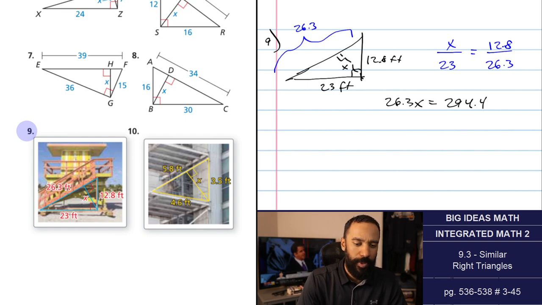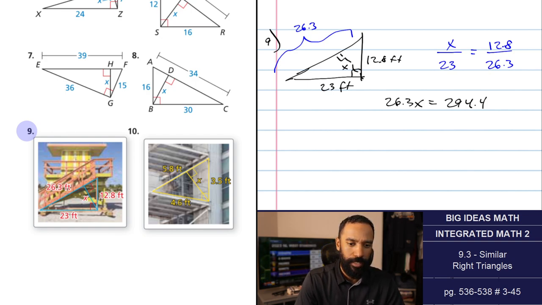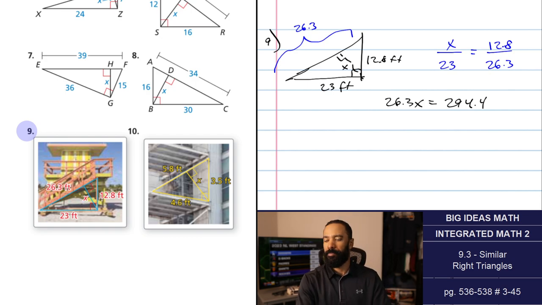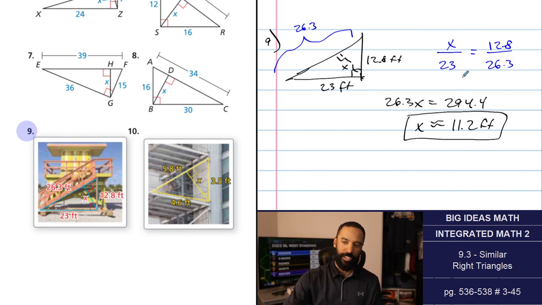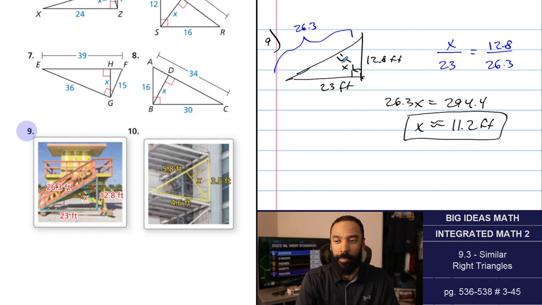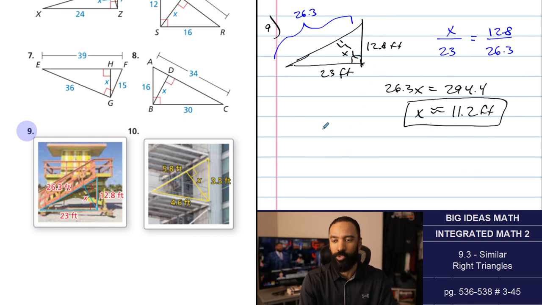294.4 divided by 26.3. Tell me it's clean. Nope. I'm just going to write an approximation for this one. It's a word problem, right? So it's around 11.2 feet. It's 11.19 something. So that's going to be my x value there. And that makes sense. I didn't check other problems, but at least it's less than both of these values, both the hypotenuses that would be represented in these different triangles we have here.